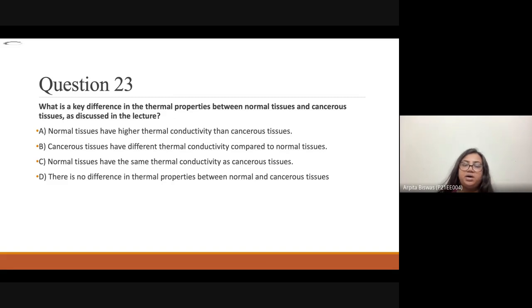Normal tissue has higher thermal conductivity than cancerous tissue. The second option is cancerous tissue has different thermal conductivity compared to the normal tissue. The third option is normal tissue has the same thermal conductivity as cancerous tissue. And the fourth option is there is no difference in thermal properties between the normal and cancerous tissue.